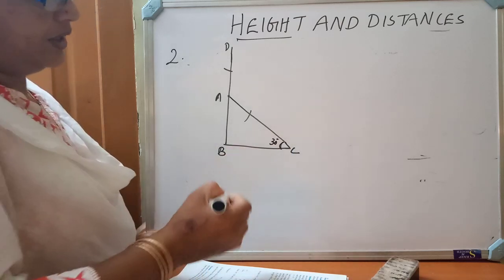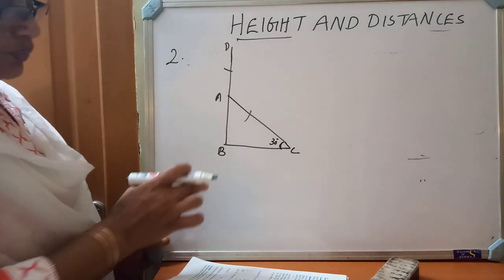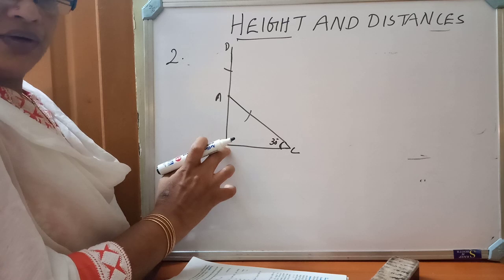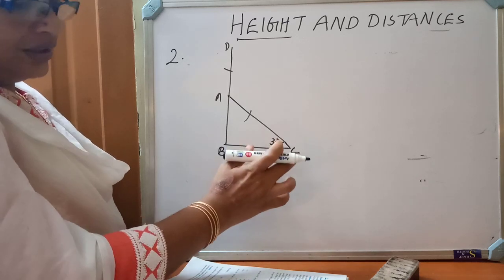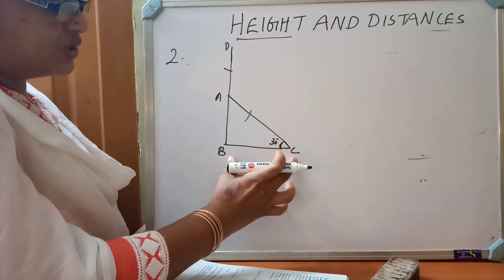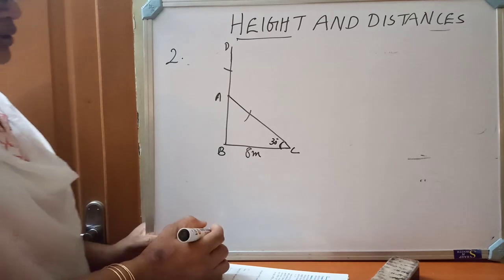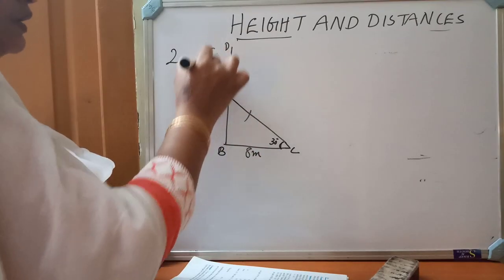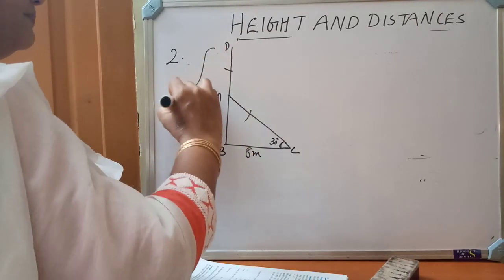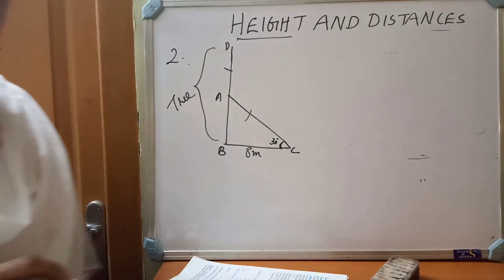They are given. And they are given the distance between the foot of the tree. So B is the foot of the tree and the top of the tree touches the ground at the point C. So the distance between these 2 points is given as 8 meters. Okay. So these are the values given in the question data. This is the tree. They ask you to find out what is the height of the tree.